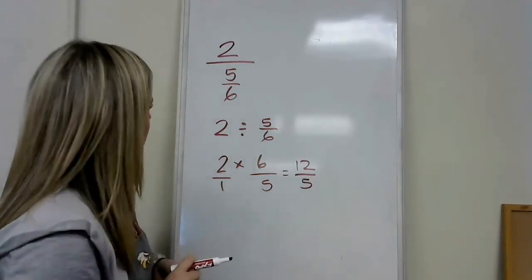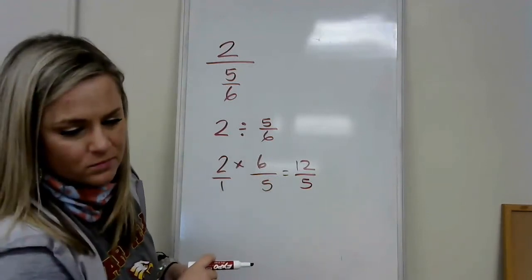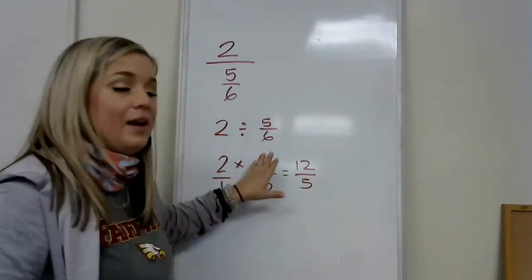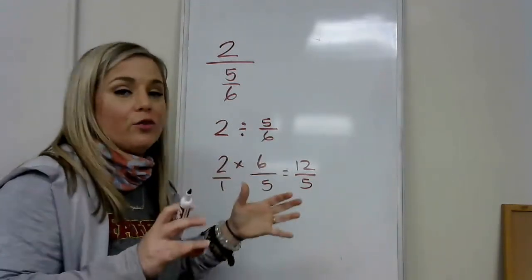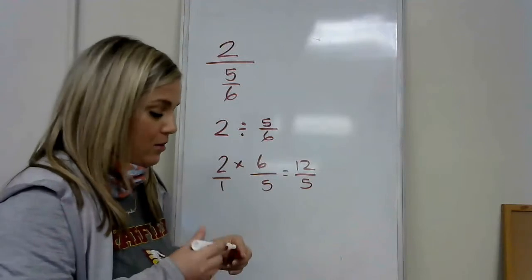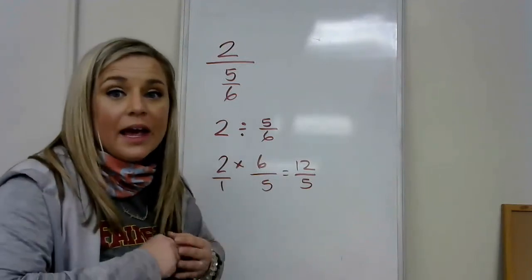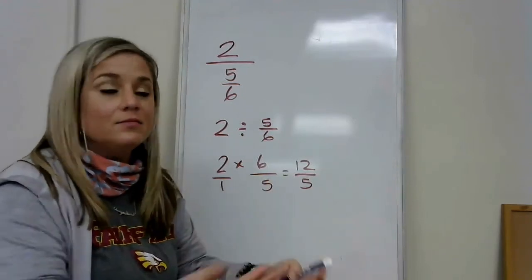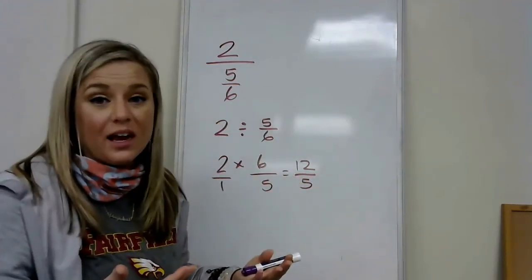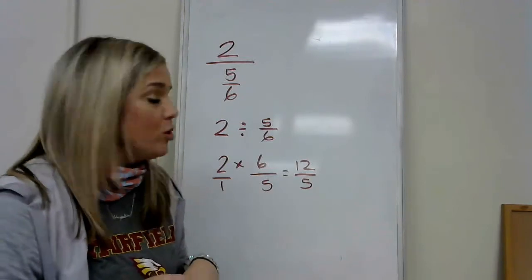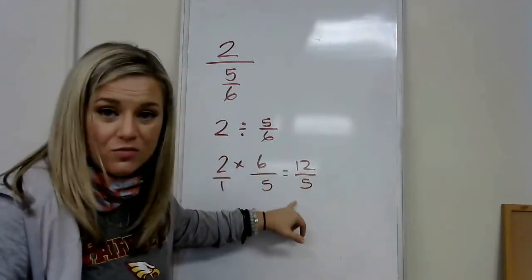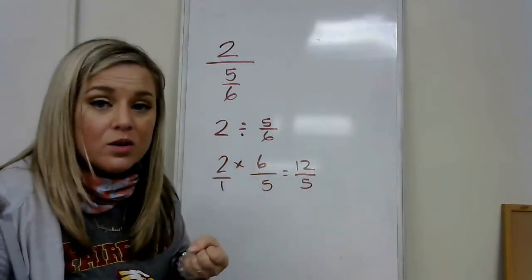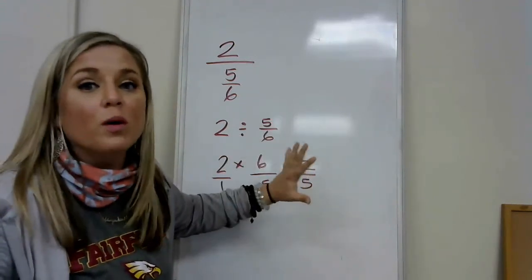Okay? Did I write that down right? Yes, I did. Sorry. Okay, 12/5. Now, depending on whatever you're doing, maybe it's quizzes, maybe it's next year in the future, and they want you to do a mixed number. Whatever it's asking, or even if it's Khan Academy. So if they're wanting you to put it in proper fraction form, this is fine. If they're wanting you to put it in mixed number form, this is not fine. But we can do that easy.